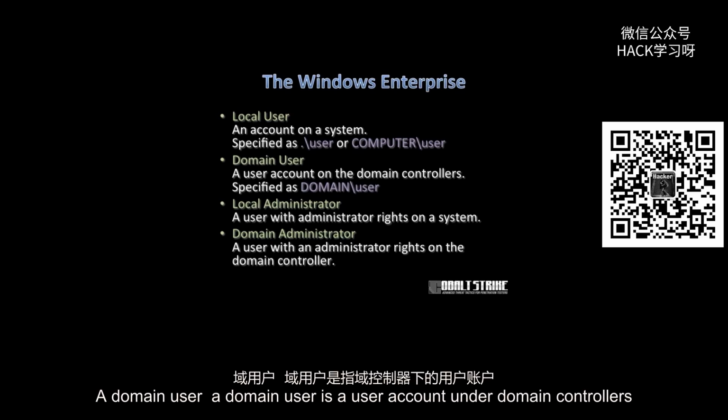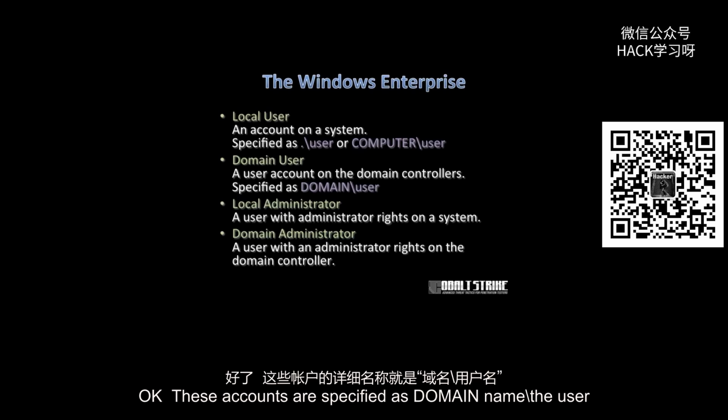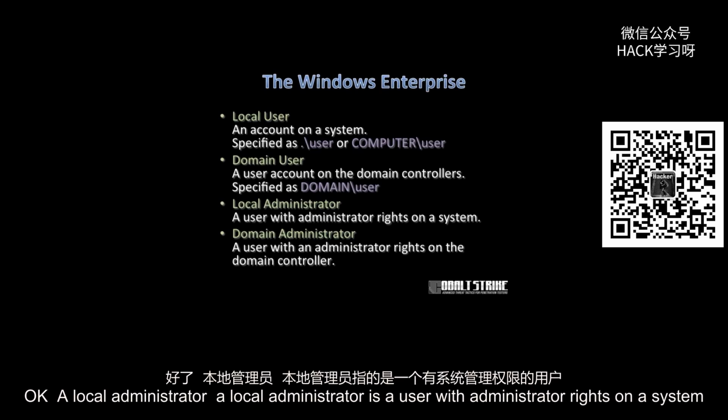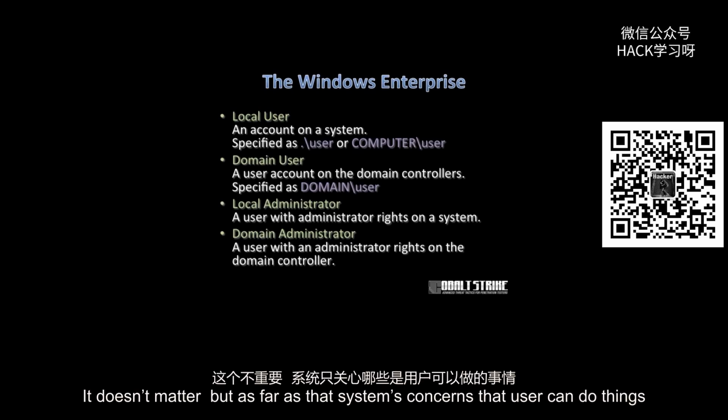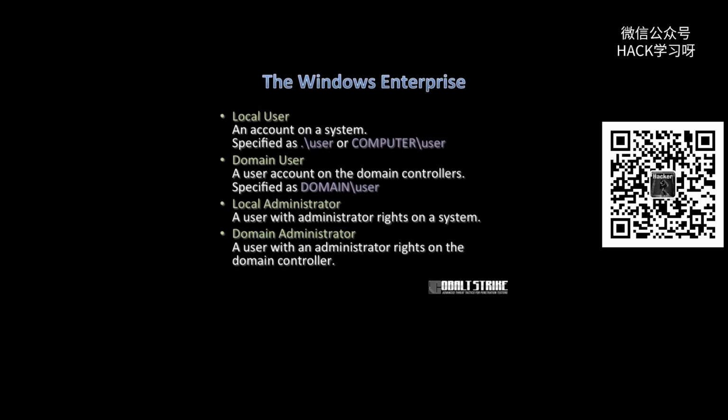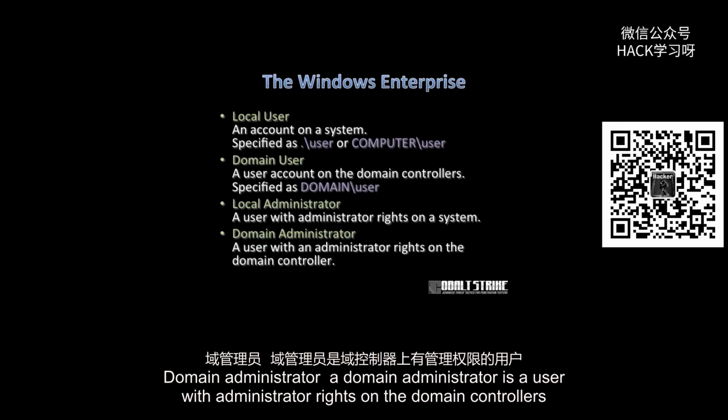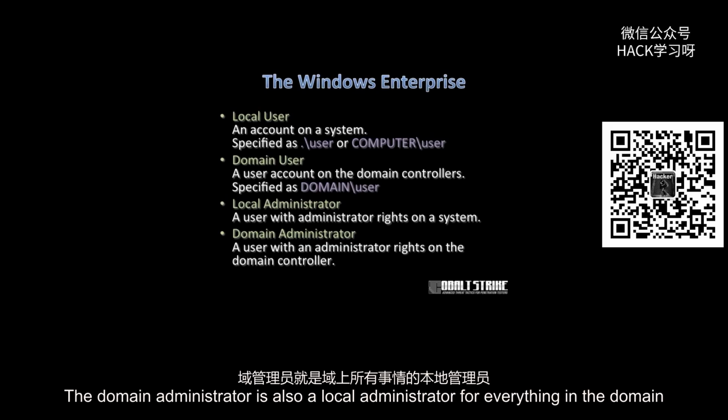A domain user is a user account on the domain controllers. And these accounts are specified as the domain name / the user. A local administrator is a user with administrator rights on a system. So a local administrator could be a domain user or a local user. It doesn't matter. But as far as that system is concerned, that user can do things. A domain administrator is a user with administrator rights on the domain controller. A domain administrator is also a local administrator for everything in the domain.